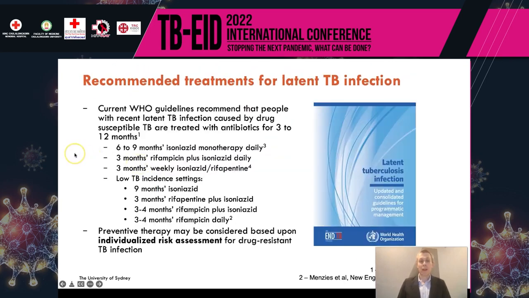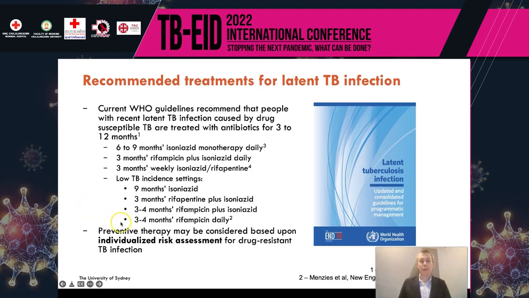Current WHO guidelines, which were most recently updated in 2018, offer a number of antibiotic combinations which are useful for treating latent TB infection. And these are being increasingly scaled up in countries such as Vietnam. Some of the options, which have been based on randomized trial data, include 6 to 9 months of isoniazid monotherapy, or rifampicin plus isoniazid for 3 months, 3 months of weekly isoniazid and rifapentine, which is a longer acting rifamycin drug. And in low incidence settings, a number of other combinations are offered.